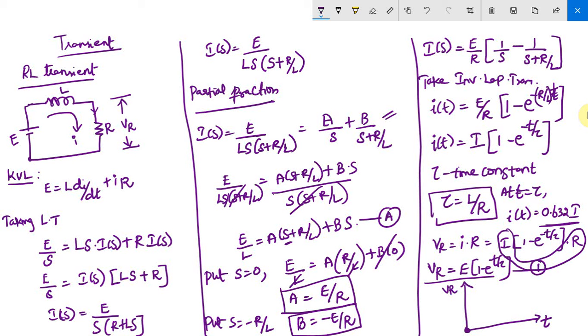So substitute t equal to 0 here. What is e power 0? e power 0 is going to be 1. So 1 minus 1 is 0.